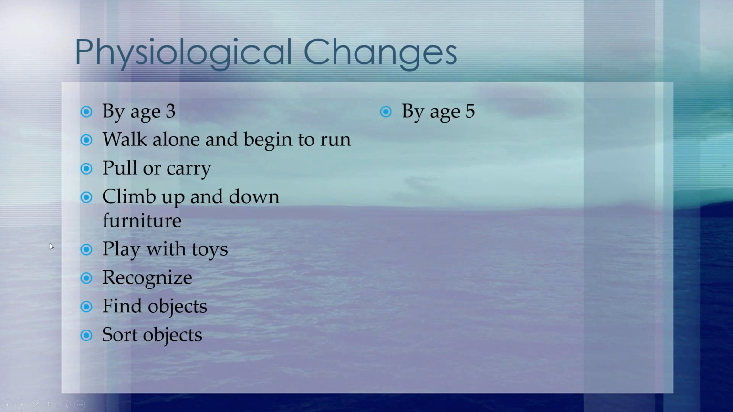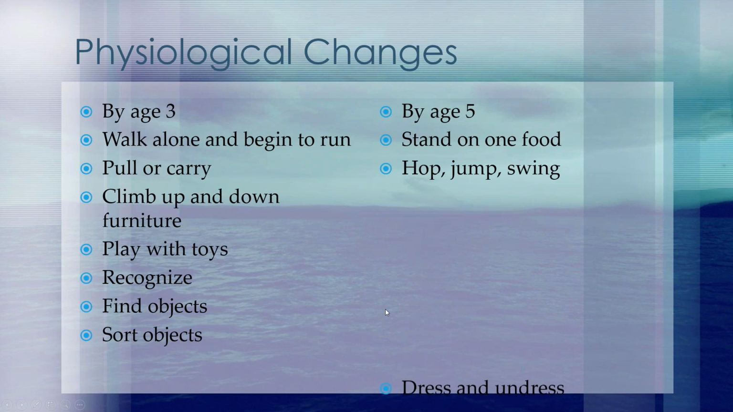Now by age 5, we're going to start to see some drastic changes too within physiological. Motor movement, muscle mass, that's going to start to grow. They're going to be able to stand on one foot. They can hop, jump, swing. They can start to dress themselves and undress themselves.